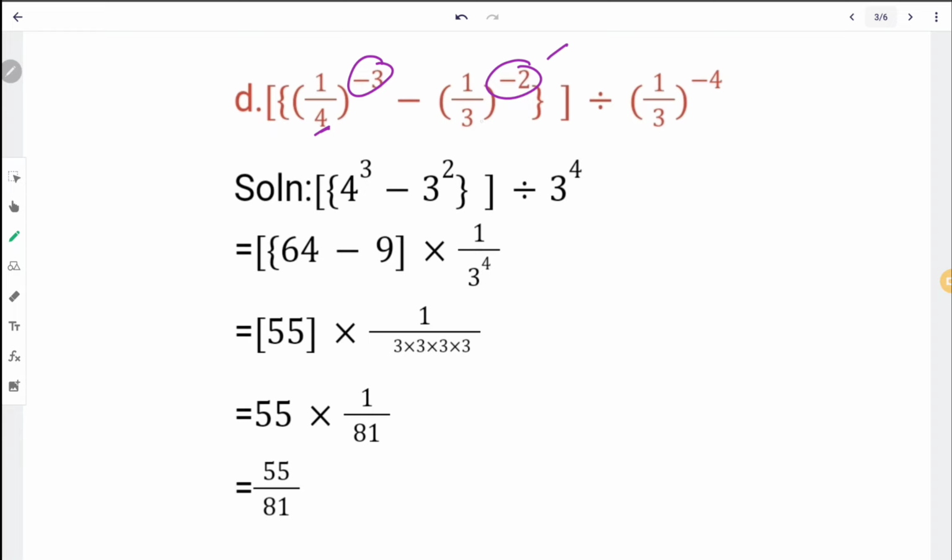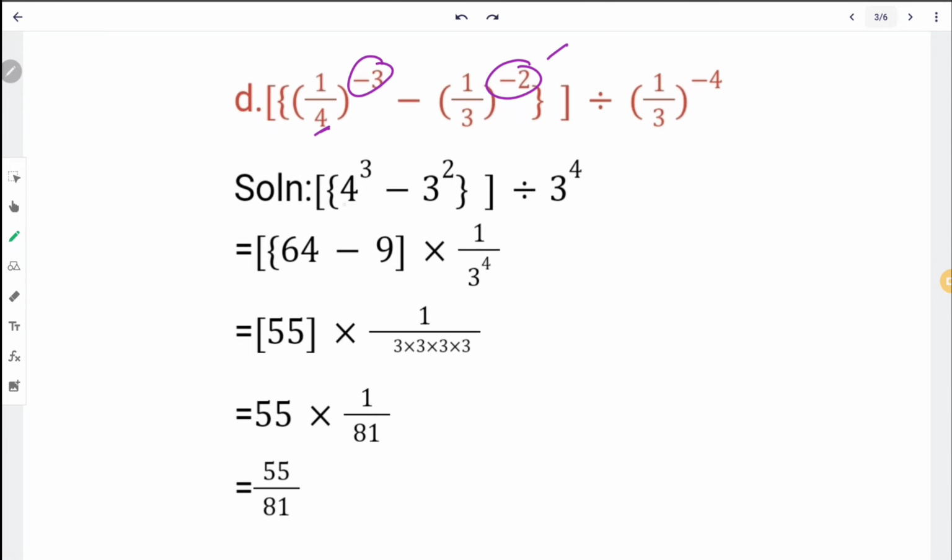Same thing, the power is again negative, -2. So these two will interchange their position, and we'll have 3 to the power 2. Change the power to positive. Same thing once again here, the power is -4, so we'll change the power to positive, so this 3 will come up, right? And then 1 will go down, so 3 to the power 4.